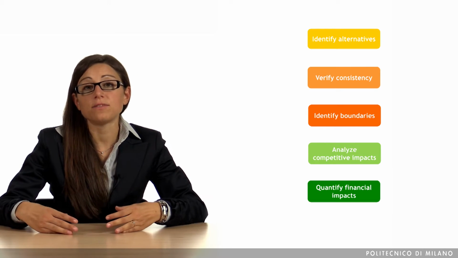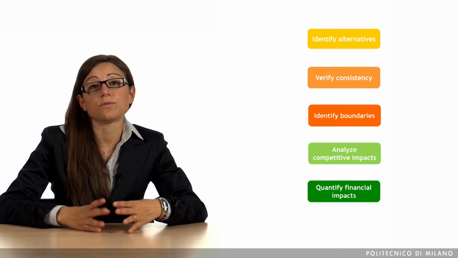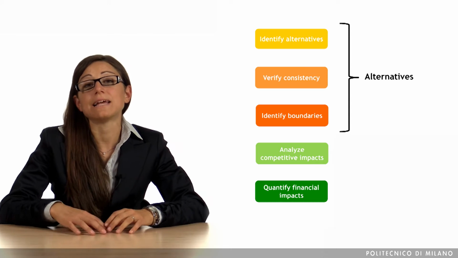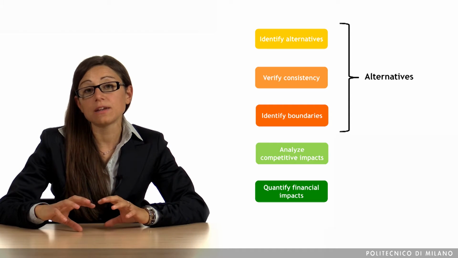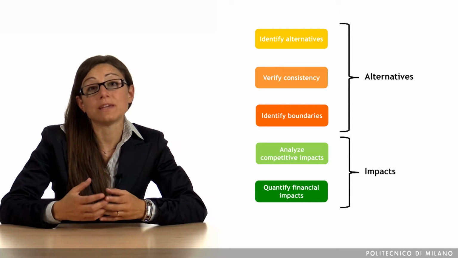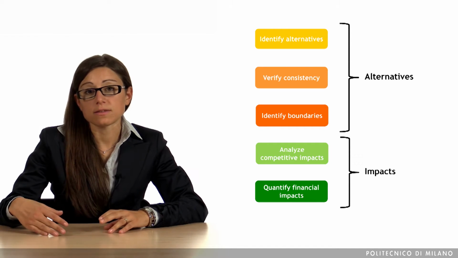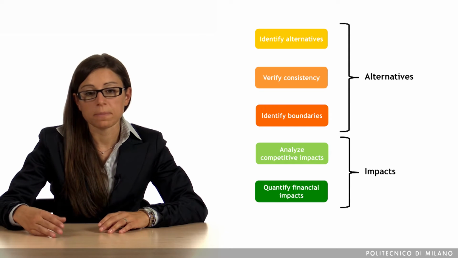Given these 5 different steps, we can say that the first 3 steps are related to the analysis of the alternatives, while the last 2 steps are specifically focused on the analysis of the impacts of our alternatives. We are now going to discuss each of these steps. Let's start from number 1. The first step is the identification of the alternatives.